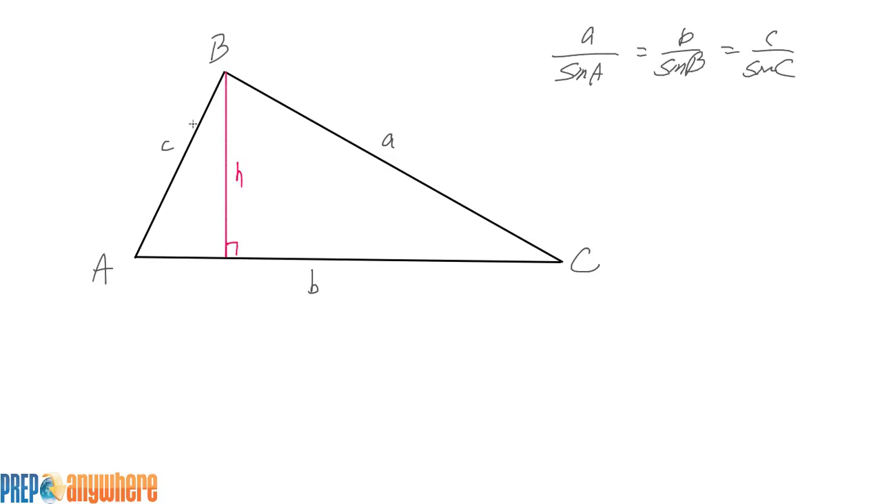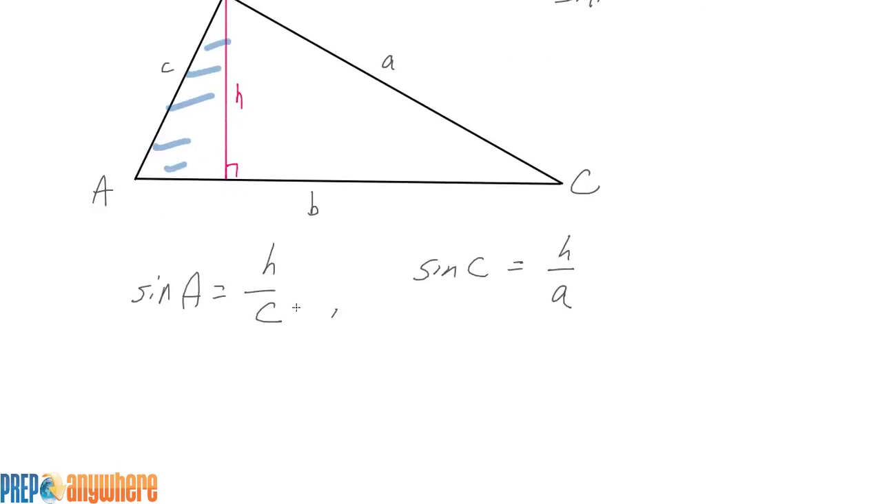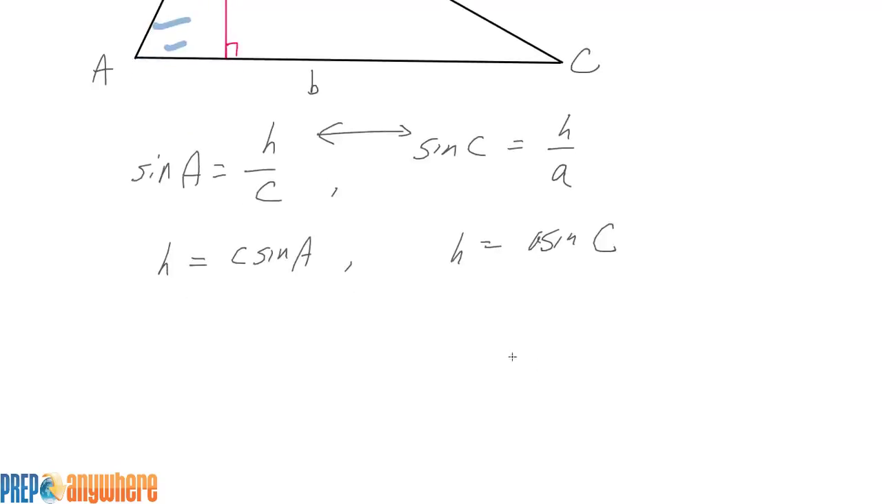Okay, look at the left triangle. I want to get a relationship with the sine ratio. So sine of A. What's sine of A equal to? H over C. Let's look at the right side of the triangle. What's sine of C equal to? H over A, right? What do they share, these two equations? Let's isolate that. So these two are equal to each other, right?